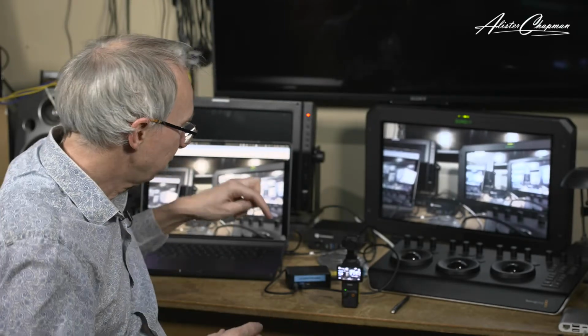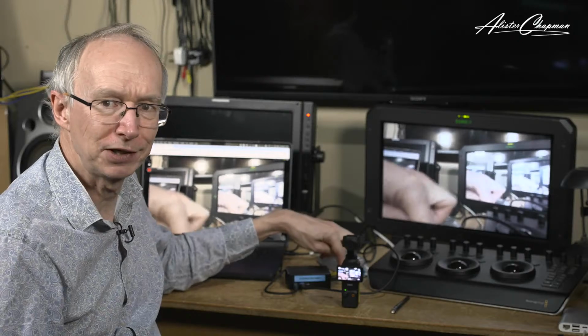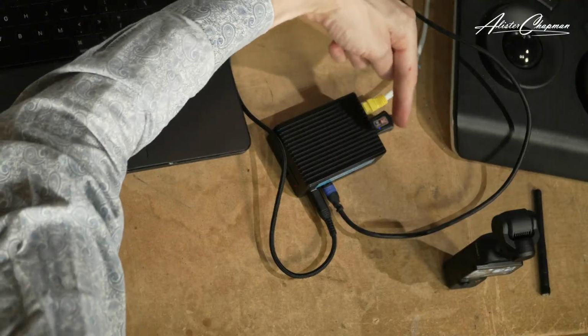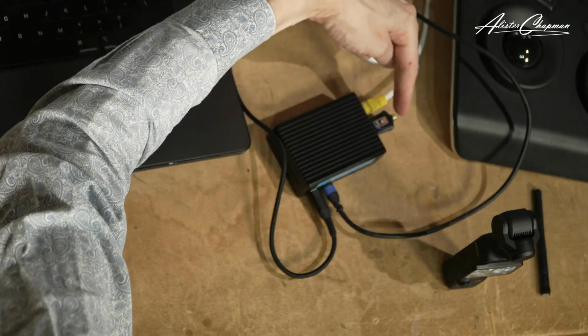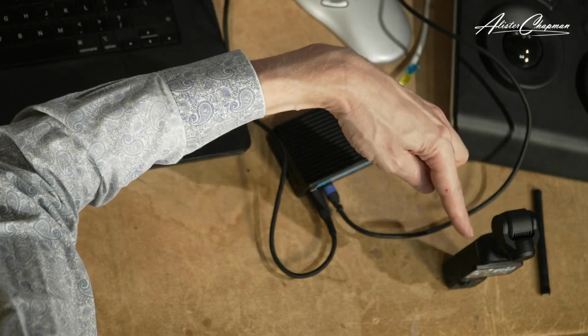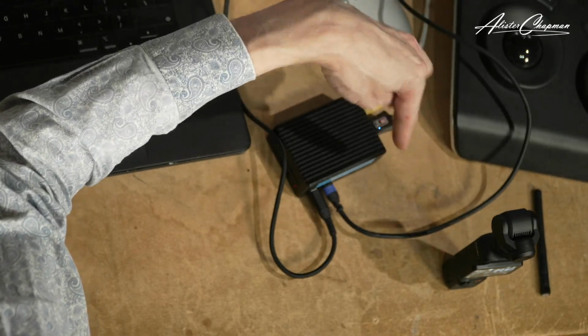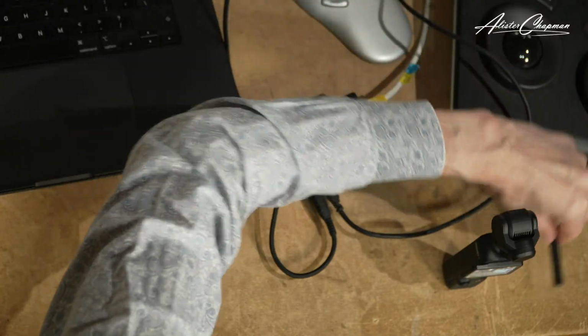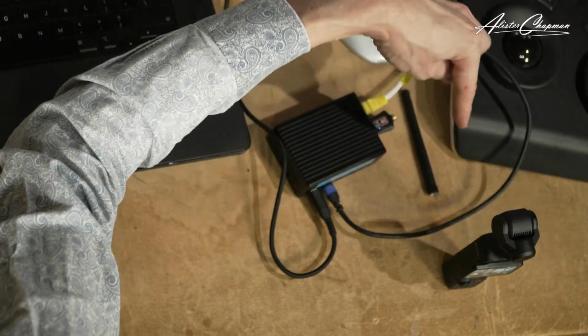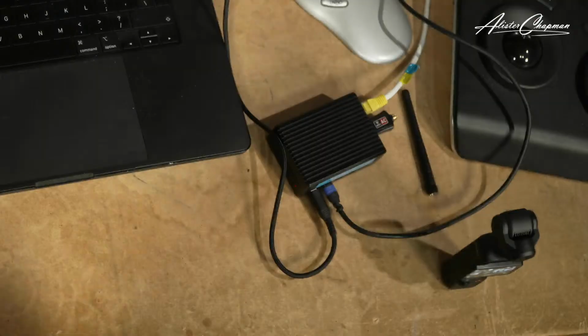But in terms of distances, I've actually gone through walls with it and got quite surprisingly long distances. Certainly a few hundred meters is relatively easy. At the moment, I've taken the antenna off the Wi-Fi dongle here, because I find that when the Osmo and the dongle are this close, they tend to overload each other and I get more issues with the connectivity. So for the moment I've taken the antenna off, but you could put a directional antenna on there if you really wanted to extend the range.